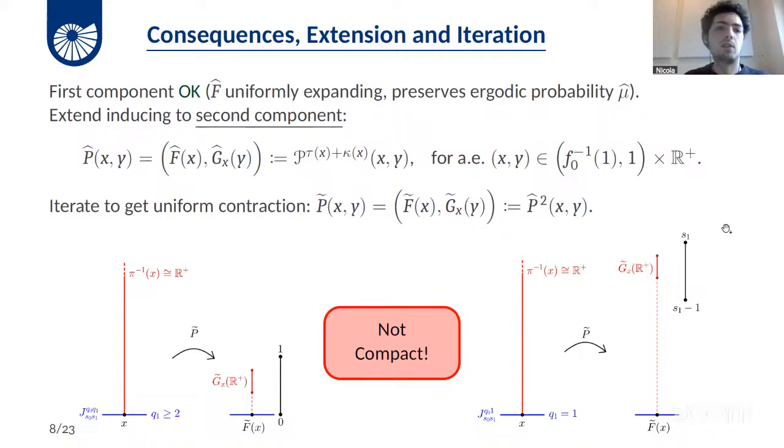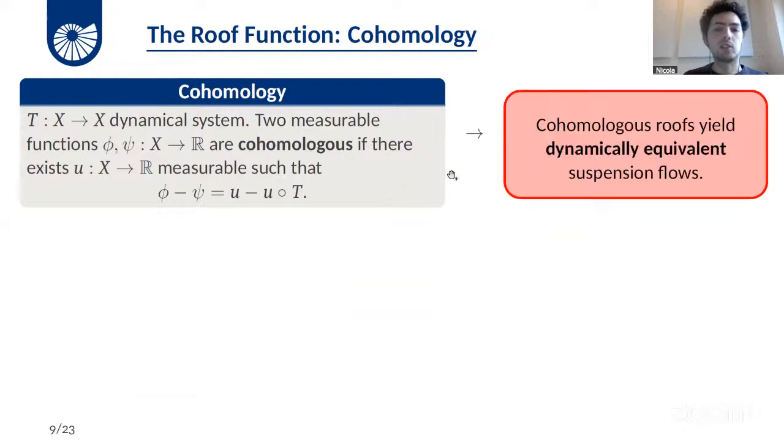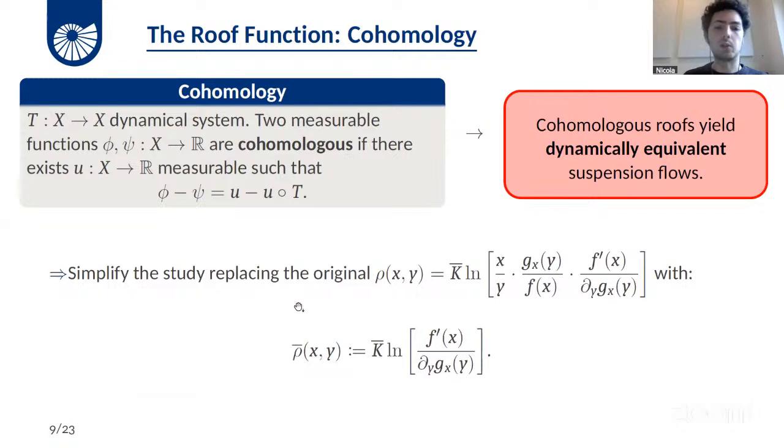So we have everything that we could say on the base map. The second ingredient is the roof function. First, we can simplify our roof function using cohomology. I don't want to give too many details, but basically, cohomologous roof functions yield dynamically equivalent suspension flows, because it's sort of taking a change of variables or modifying the cross-section to the flow. So since we can prove that we have another roof function, rho bar, which is cohomologous to the first one and has a simpler expression, we can simply get rid of rho and work with this new function.